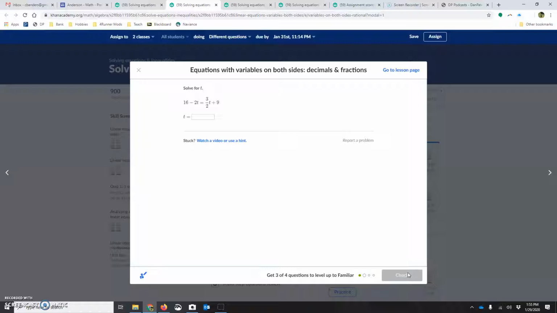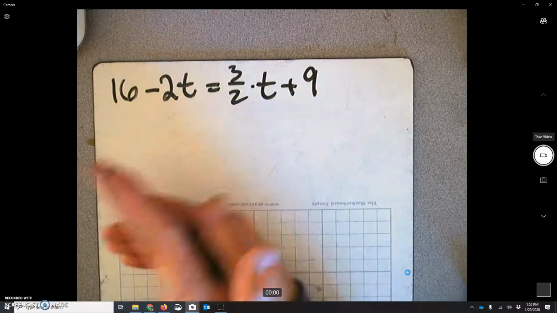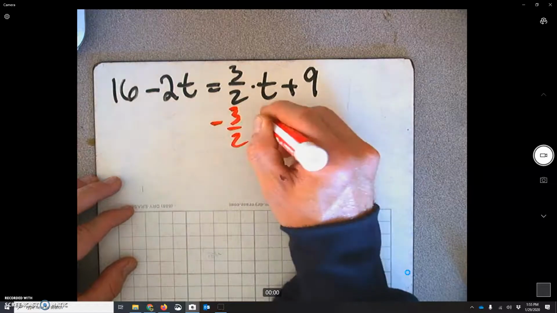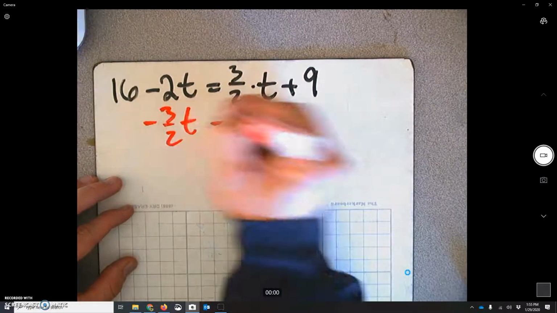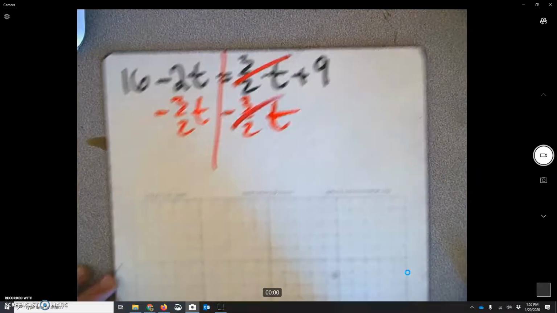16 minus 2t equals 3 over 2 times t plus 9. All right, so first thing we're going to do is move our variables to the left. So we're going to subtract 3 halves t, and subtract 3 halves t. So here's our line to the middle. These cross off. Now to do this, I'll do it down here at the bottom.